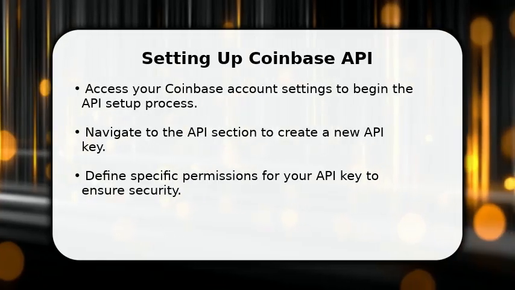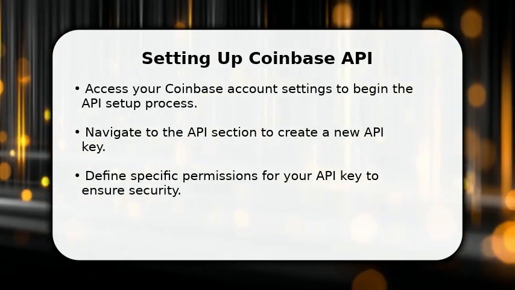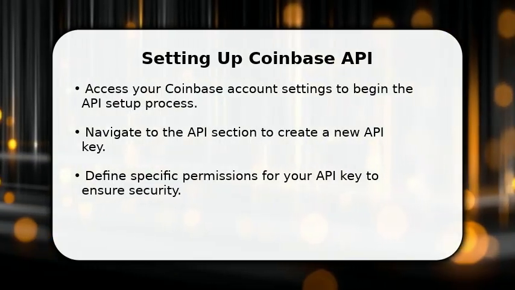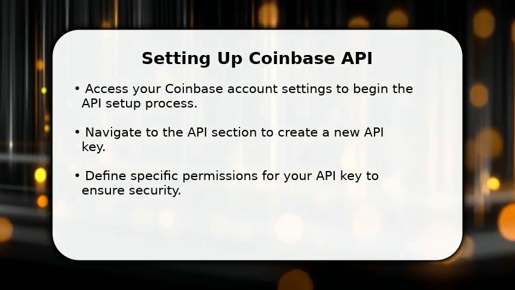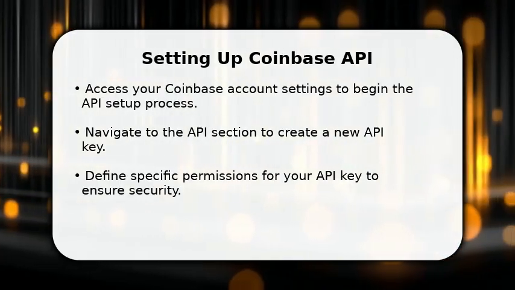In this video, I will explain how to set up an API on Coinbase. First, log into your Coinbase account and locate the Settings menu. From there, find the API Access section. You'll need to create a new API key, which is essentially a unique identifier for your application.